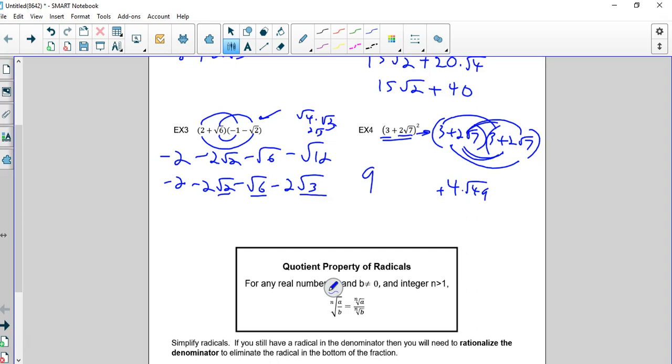So it depends on which way you want to do it. You're going to get the same answer. So 3 times 2 radical 7 is 6 radical 7. Double it, 12 radical 7. And then, remember, this is 4 times 7, which is 28. And 28 plus 9 is 37 plus 12 radical 7.